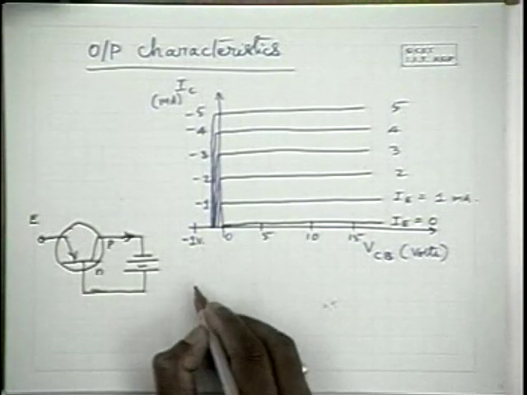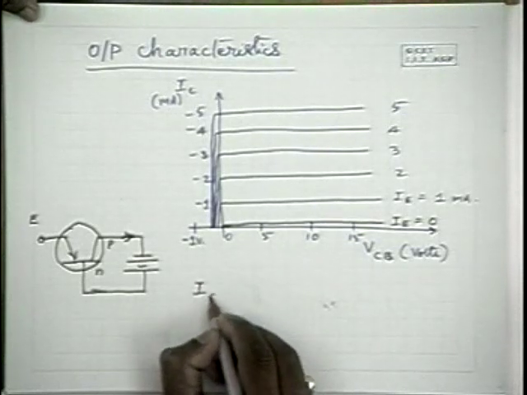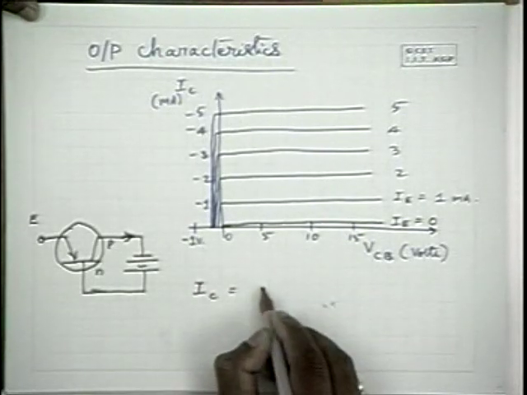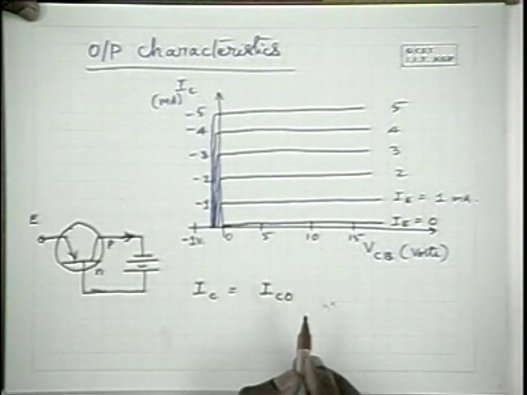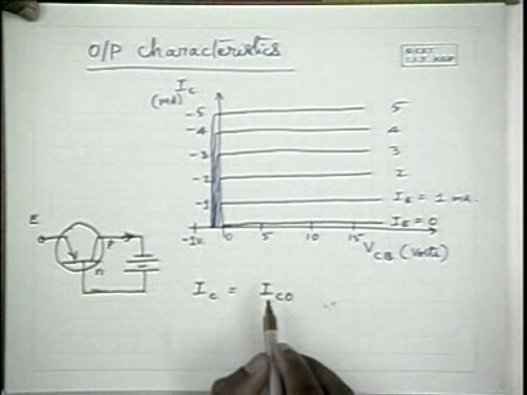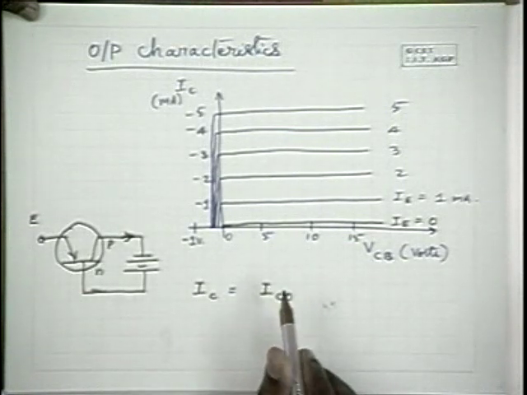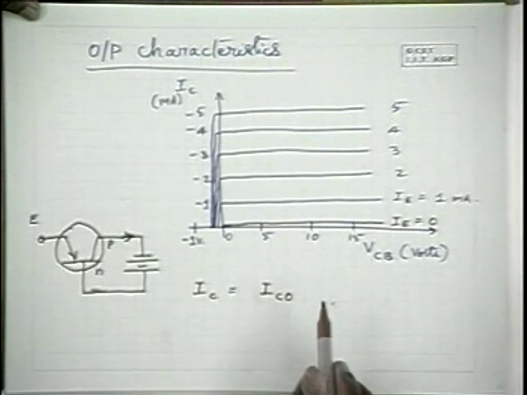Okay, in which case IC is equal to ICO itself, and this ICO is naturally negative for the convention which we are following, and it is of the order of, I repeat, 1 nanoampere in the case of a silicon transistor, and of the order of a microampere in the case of a germanium transistor.